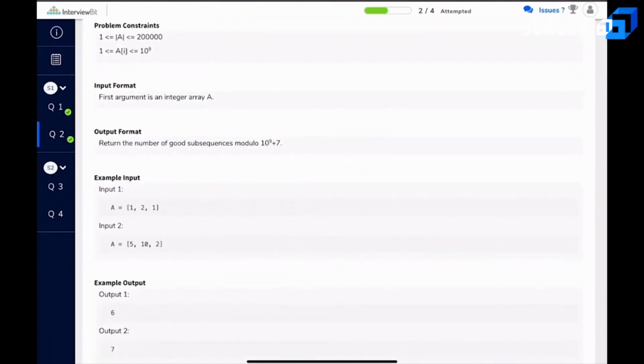For example, if A is 1, 2, 1, the total number of good subsequences will be 6, because all subsequences of length 1 are good because the frequency will be 1. Similarly, all subsequences of length 2 will be good, because for the subsequence 1, 2, the frequency is 1. For the subsequence 2, 1, the frequency is 1. And for the subsequence 1, 1, the frequency of all elements is 2. But the array of length 3 will not be good, because the frequency of 1 is 2 and the frequency of 2 is 1, which is not equal. So the total number of subsequences which are good is 6.